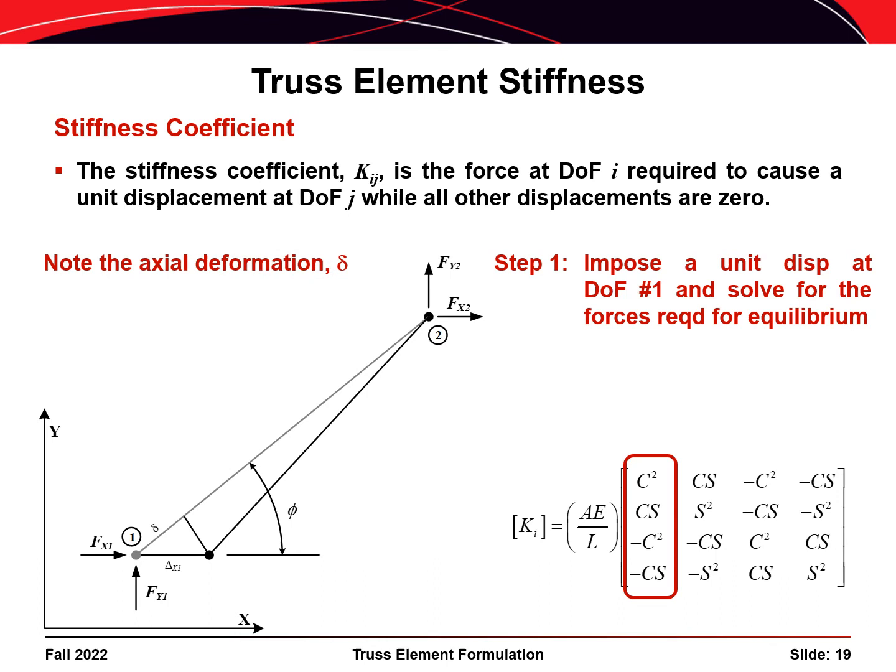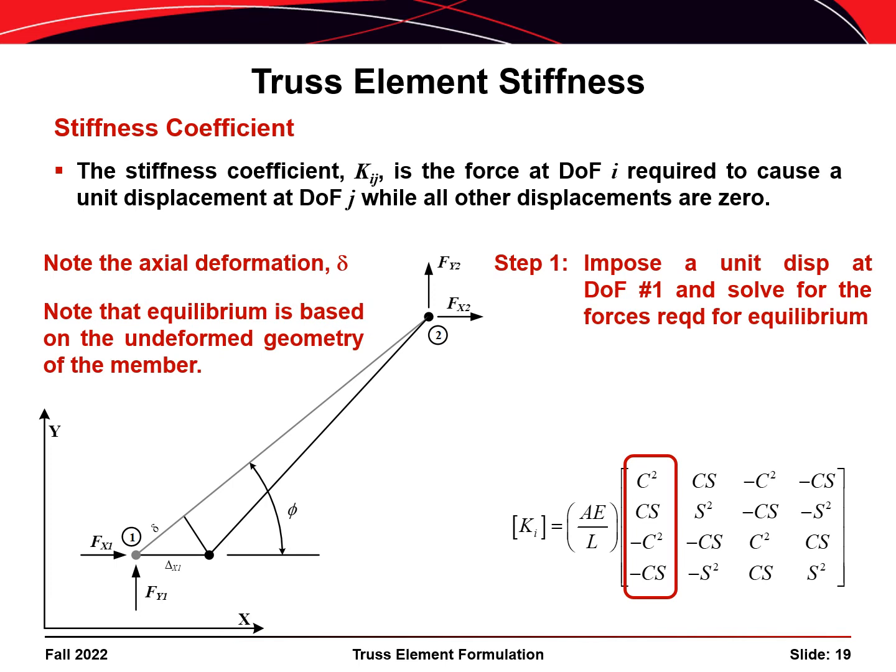Note that there is an axial deformation, lowercase delta, that corresponds to the shortening or elongation of the member. In this case, it's a shortening of the member. Also note that the equilibrium is based on the undeformed geometry of the member, not the deformed geometry.